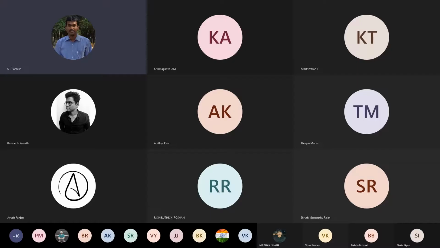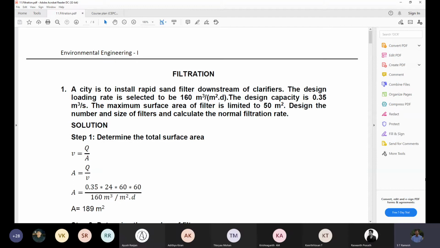Good morning, all of you, and we'll see some numerical problems related to the filtration process. These are also very simple but not very challenging. But just have a look at how to calculate the individual design parameters. The first problem.